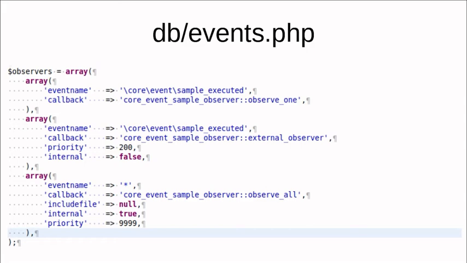So this is what your events.php file would look like. You've got your observers array, and then your items in the array with the specific callbacks, etc. In a sense, you really need the event name and the callback if it is auto-loaded, but you'll need the include file if the class isn't auto-loaded. And so that's an example of what your file would look like.